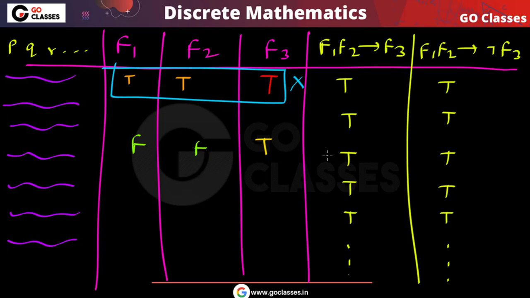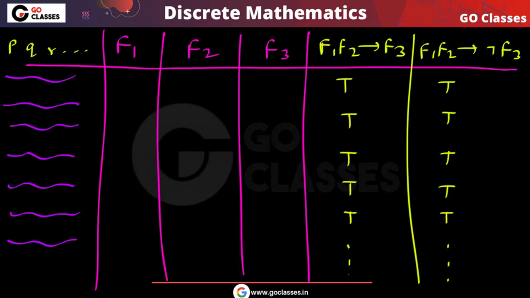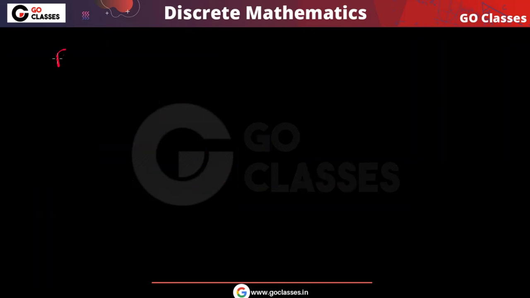Because f1 and f2 will be false, this is also available. You can do this also. All these are correct. So if f3 is true, then f1, f2 can never both be true. These are possible, because here f1 f2 will be false, and false implies anything is true. This you already know: false implies anything.